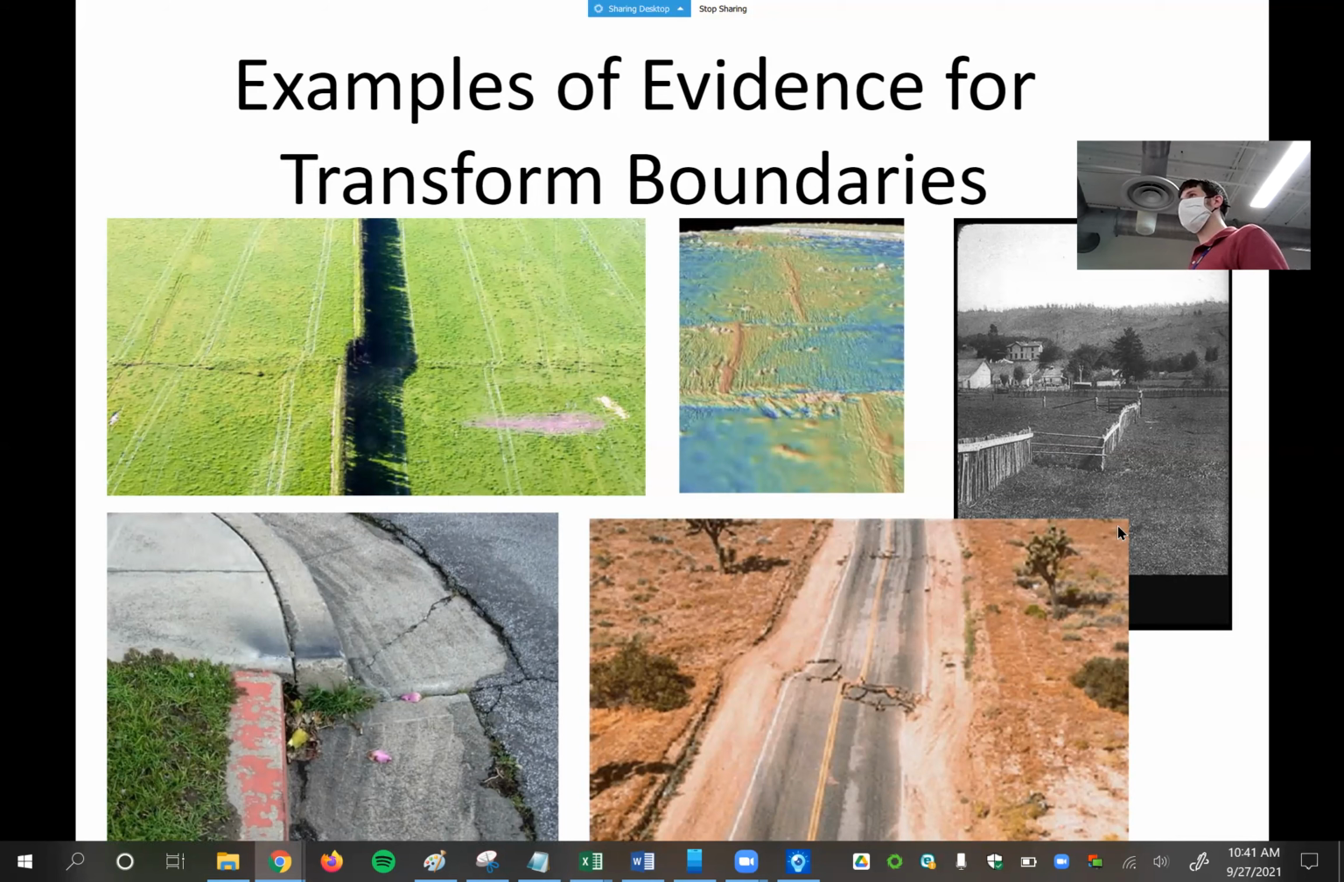Which plate boundary is the strongest? Transform. Yeah, so they all produce earthquakes. Convergent and transform are known more for the earthquakes, but transform is definitely the strongest place to find earthquakes.